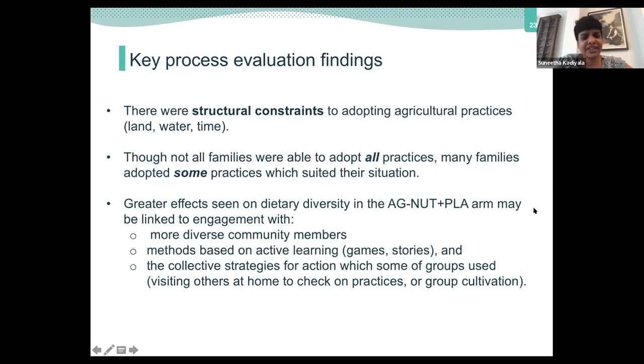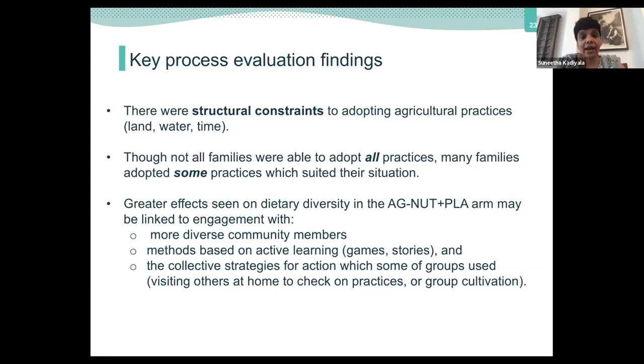We also find greater effects on dietary diversity in the last arm that had the PLA component. Some of the process evaluation findings make us believe that it could be because more diverse community members are engaged in those. If any of you have attended the PLA meetings or looked at photos of these meetings, they are in open spaces. And clearly, as in any community, when there is an event going on, people gather. There is no room issue. In fact, when people are watching a video, the room has to be dark.